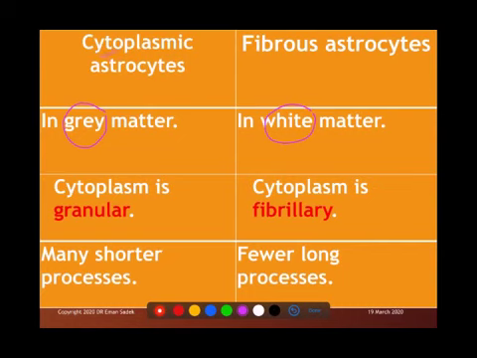The part which is present in the white matter, which contains the nerve fibers, which are the axons with the myelin and neurolemma, they are called fibrous astrocytes. Here the cytoplasm should be full of granules. Cytoplasmic is granular, but here the cytoplasm is fibrillar.